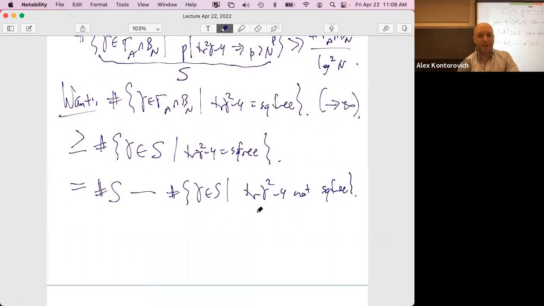Now, what does it mean to be not square free? If trace squared minus 4 is not square free, then there exists a prime, in fact the square of a prime, that divides trace squared gamma minus 4. Now, trace squared gamma minus 4 is trace plus 2 times trace minus 2. But the only thing these could have in common is 4. The prime is large. Any such prime, because we're in S, any prime dividing this is at least n to the beta.